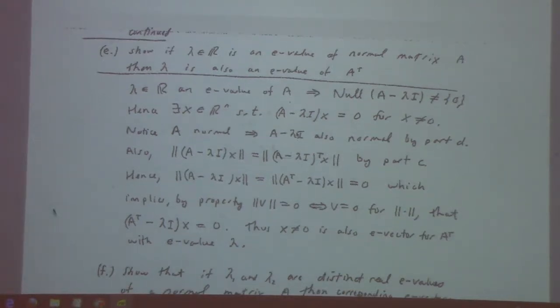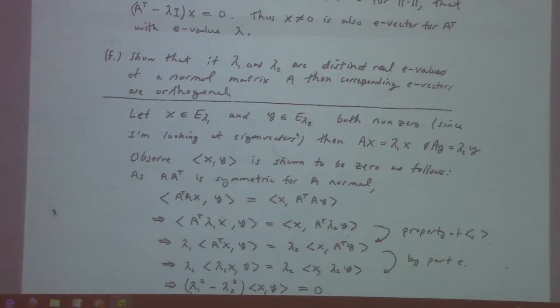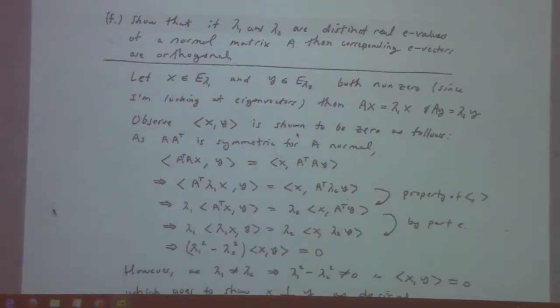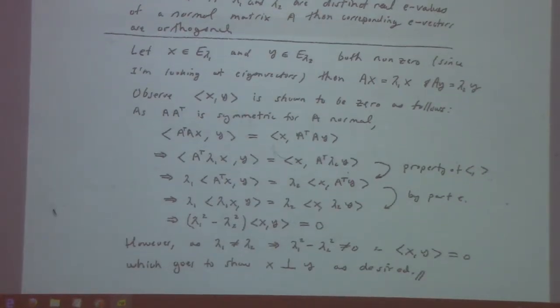Excuse me. And then part F here. In a normal matrix, the corresponding eigenvectors are orthogonal. So what did I do? I think I suggested a slightly different argument to some of you when we talked about it the other day, but this is probably also right. I hope. So you have x and y eigenvectors with lambda 1 and lambda 2 distinct. Look at the inner product of x and y. We want to show that's 0.